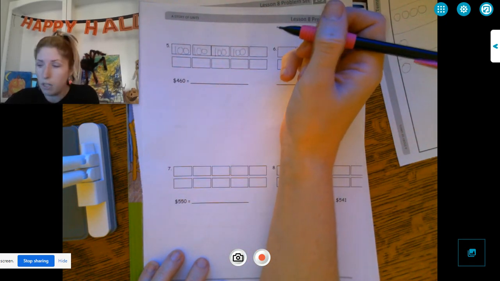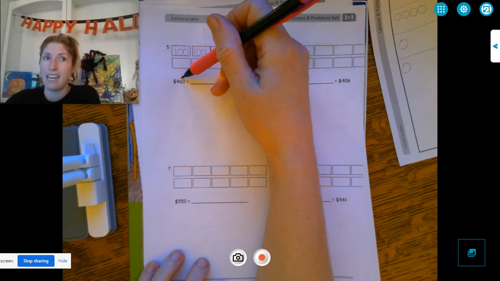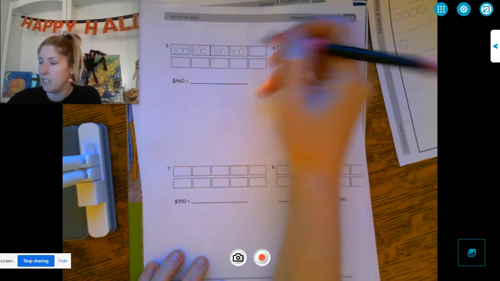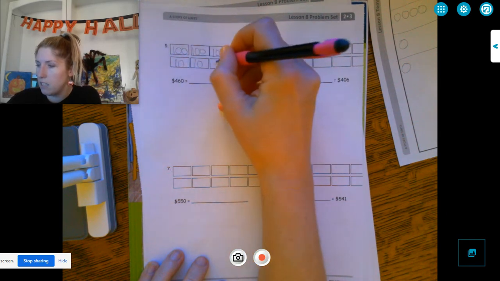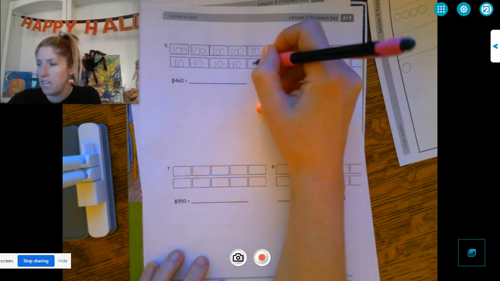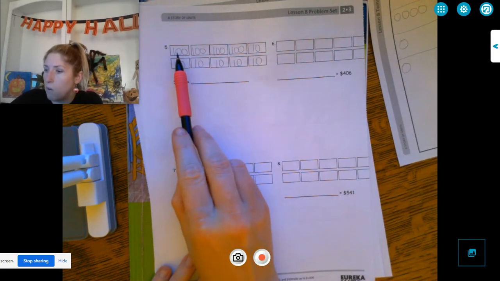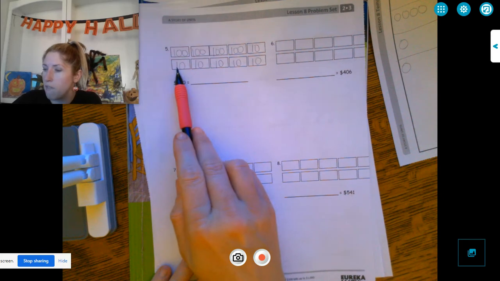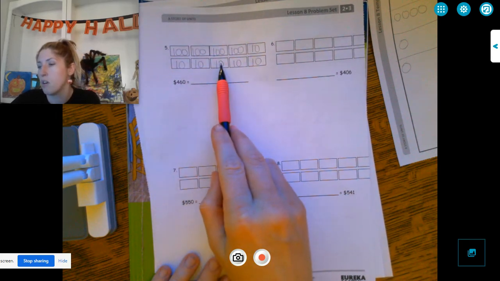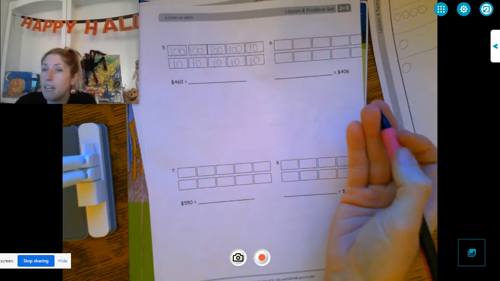That equals 400. And what is in our tens place? 6. So we're going to need 6 tens. So 1 10, 2 tens, 3 tens, 4 tens, 5 tens, 6 tens. Okay. So 100, 200, 300, 400, 410, 420, 430, 440, 450, 460. We did it.